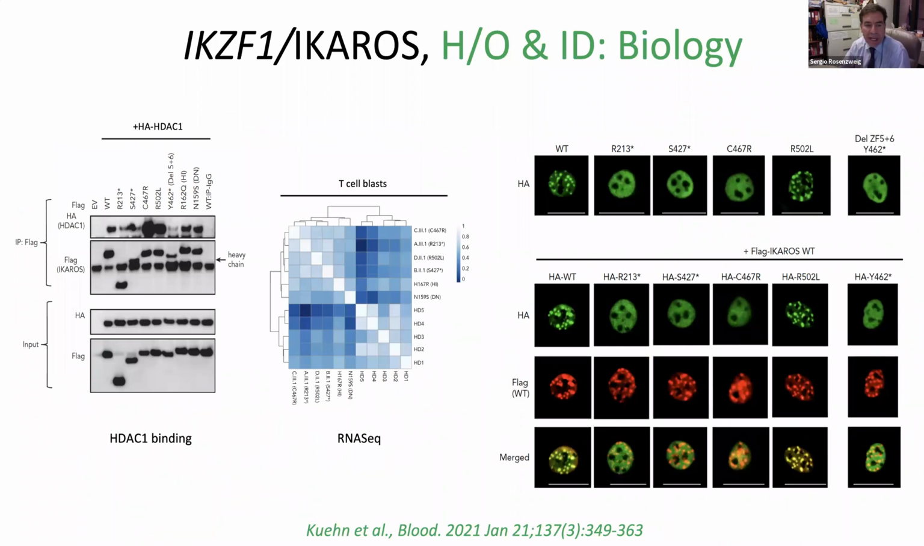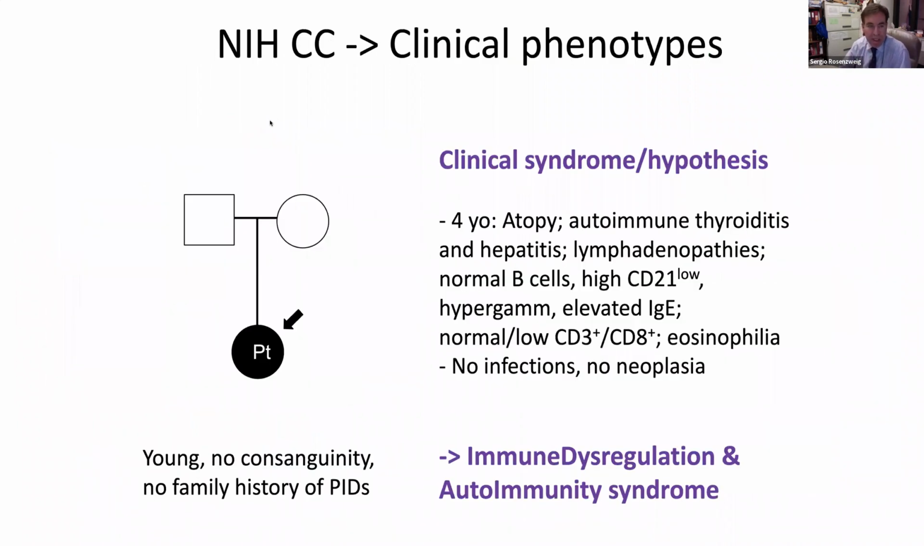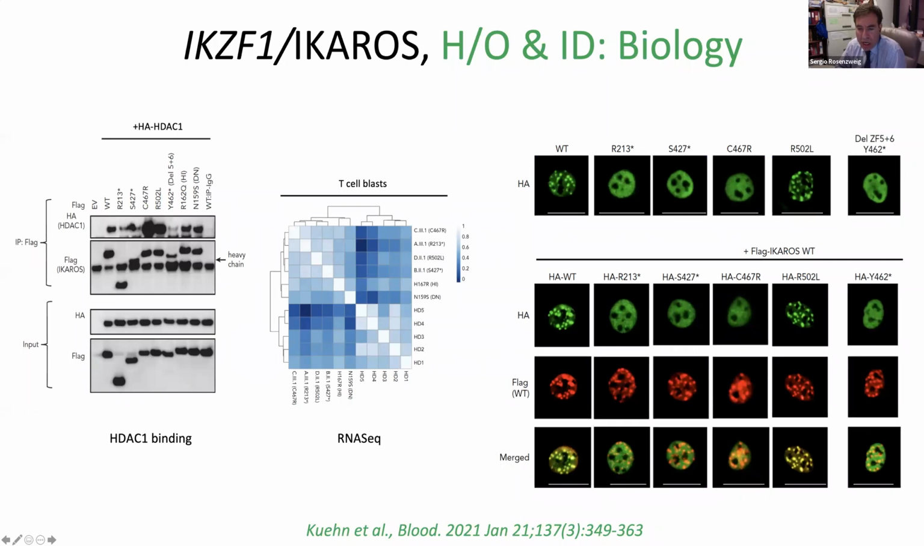And we studied other things regarding those patients, especially how they were working. As I told you in the first slide, IKAROS works not by itself, but through different molecules that remodel the chromatin. Those are the PRC, the polycomb repressor complex, and the NuRD complex, the nucleosome remodeling deacetylase, and part of that is the HDAC complex. And all the mutants have dysregulated binding to the HDAC.